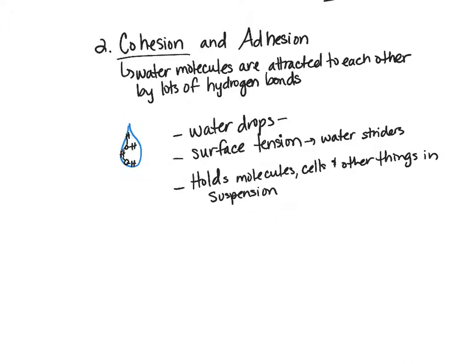This is also important for other molecules, like glucose. Glucose is our basic sugar molecule, and we need glucose in all of our cells in order to provide us with energy. And so having these molecules floating around in the bloodstream is important, so that they're not settling out of the water. So that is cohesion.